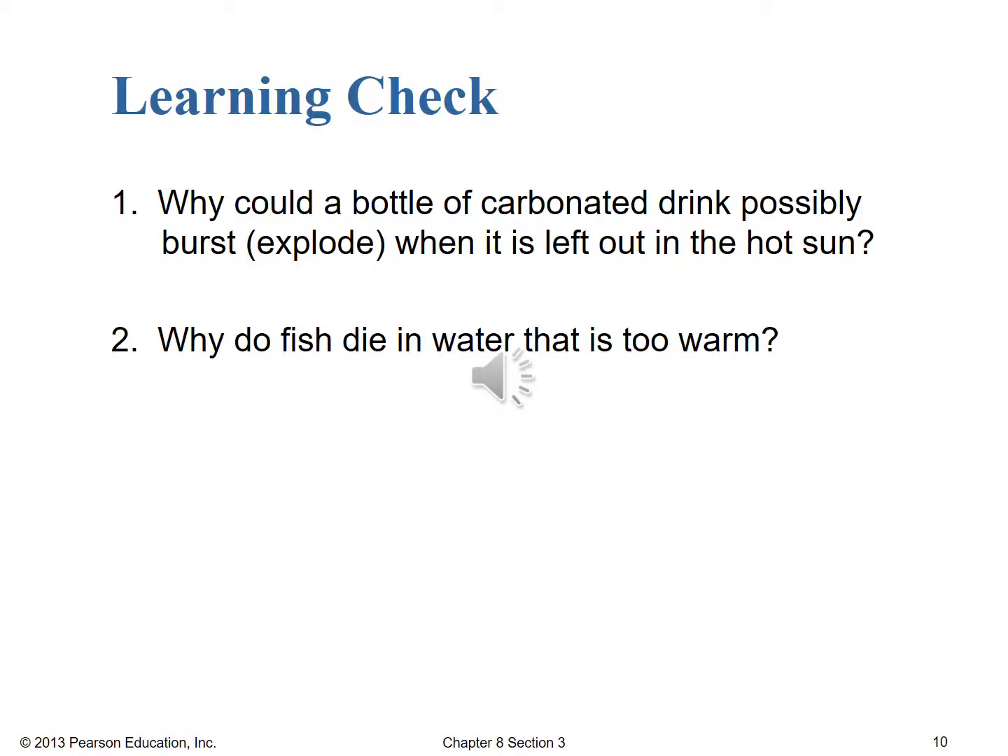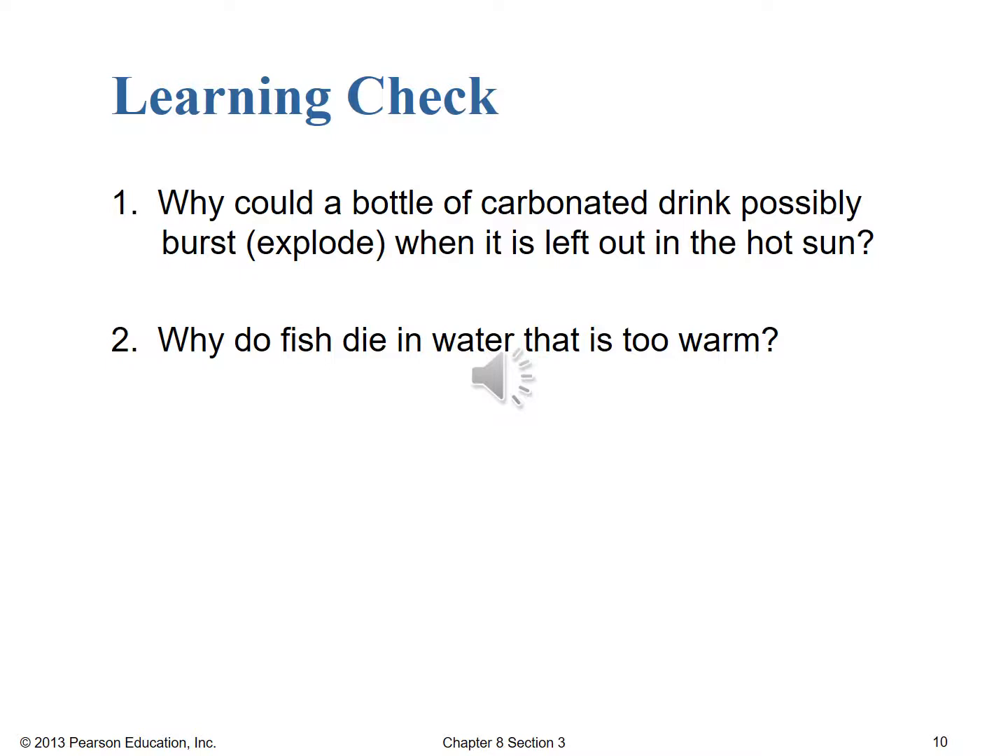Before we go too far, let's take another learning check opportunity here, and we've got a couple questions for you to think about and respond to. First, why could a bottle of carbonated drink possibly burst or explode when it is left out in the hot sun? And second, why do fish die in water that is too warm? There's unfortunately a number of examples of these fish kills where you get large numbers of fish dying, and unfortunately it's often industrial heat that's the responsible cause.